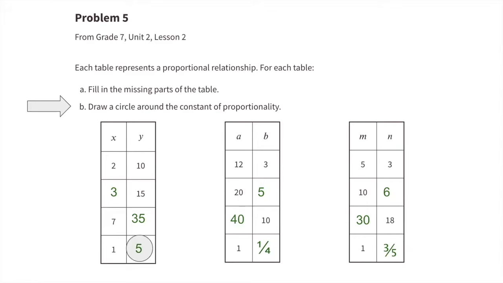On the first table, the constant of proportionality is 5. On the second table, the constant of proportionality is 1/4. And on the third table, the constant of proportionality is 3/5.